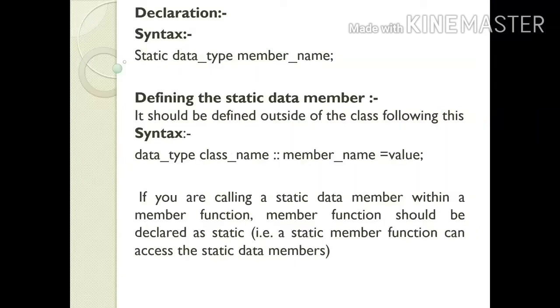To declare a static data member, the syntax is: keyword static, space, data type, space, member name, semicolon. Now, defining the static data member. It should be defined outside of the class following this syntax: data type, class name, scope resolution operator, member name equal to value, semicolon.